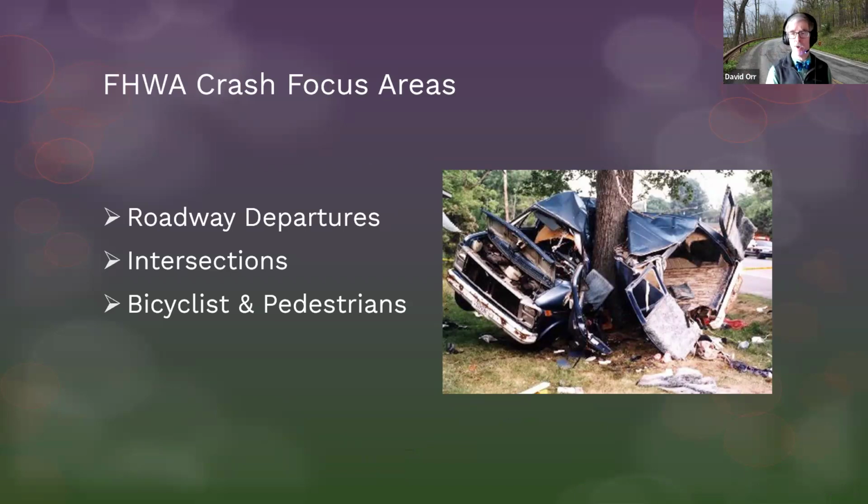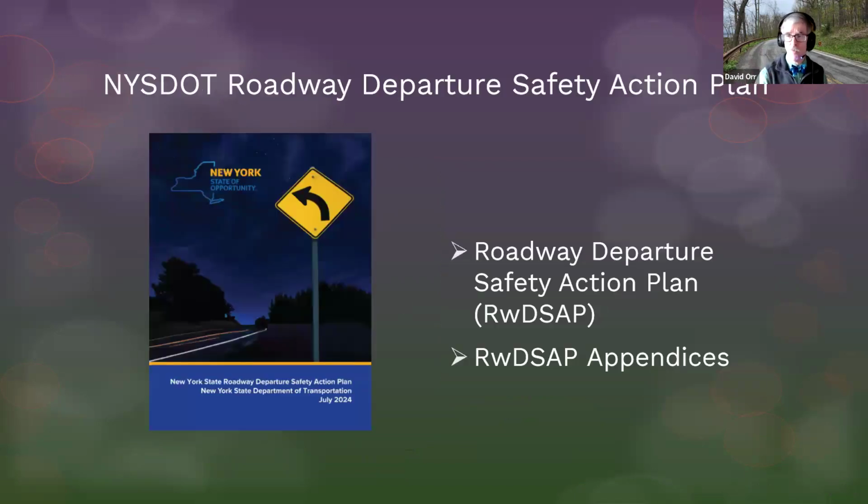And the reason roadway departures is the primary emphasis right now, and yes, eventually the state's going to also have some intersection, bicycle, and pedestrian plans, but starting with roadway departures because over half of all fatalities and serious injuries that occur are either primarily or secondarily due to a roadway departure. Sometimes people think of those as a lane departure.